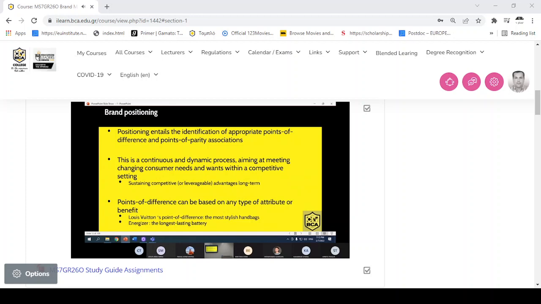And points of difference, for example: Louis Vuitton names as a point of difference that it has a more stylish handbag, and Energizer that it has the longest lasting battery. What's the difference between Louis Vuitton and Energizer? It's much easier for a competitor, especially a low-cost competitor, to enter the market with exactly the same promise in functional terms than it is for a new brand to claim that it has stylish handbags as Louis Vuitton does. Because Louis Vuitton, a premium positioned brand, doesn't make this claim explicitly. It projects it through its communication, through the style of the actors it's using in its advertising, through the design.